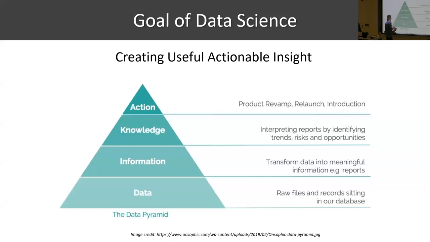It's different than just getting data or having information. Information is useful, but you need a human to synthesize things. If you have knowledge, it can be like trends, like sales are going up over time. That doesn't really tell you what to do. We'll talk about different examples of what actionable insight is. That's really the goal of what we're trying to achieve using data in data science.